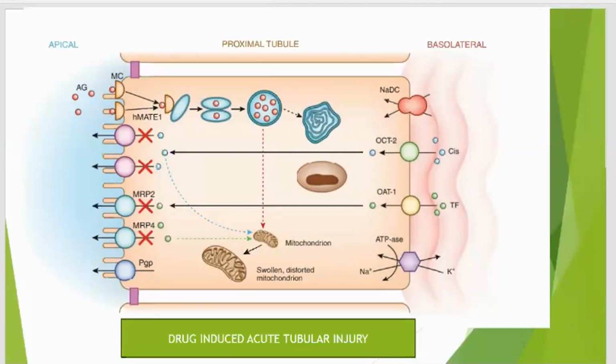PPIs are also a very common cause of acute interstitial nephritis, estimated at 0.8 to 3.2 per 10,000 person years of exposure. And they are also quite overlooked drugs. Other than that, we have immune checkpoint inhibitors like cytotoxic T lymphocyte antigen, programmed cell death protein and programmed cell death ligand protein causing acute interstitial nephritis. Now we'll see what the mechanism of action is.